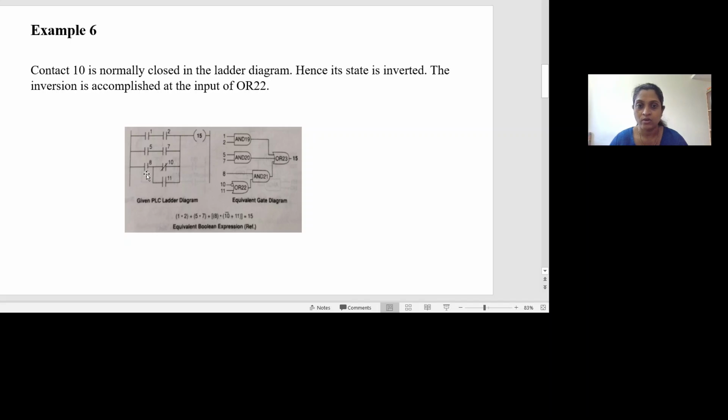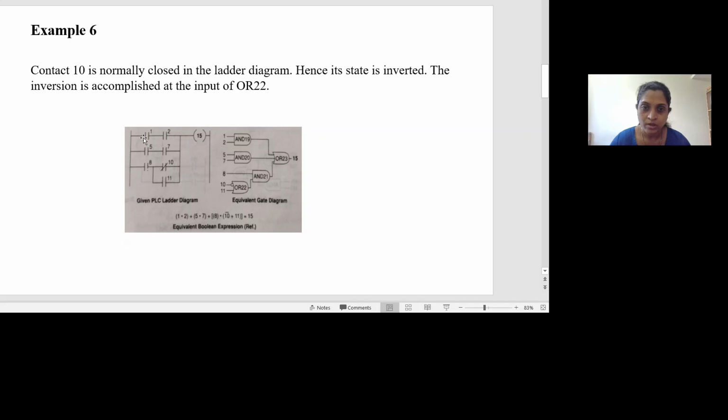Now we have contact 8, in series with the parallel combination of 10 and 11. So series is always represented as an AND gate. So I have taken AND gate 21, whose inputs are 8 and the parallel combination of 10 and 11. So the individual parts are over.